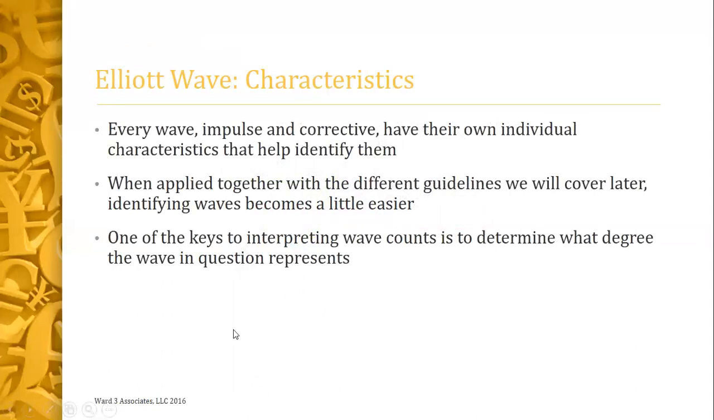All right. So here are some characteristics of the different waves. Every wave, impulse and corrective, has its own individual characteristics that help identify it. When applied together and with the different guidelines, which we'll cover in depth later, identifying waves can become a little bit easier. One of the keys to interpreting wave counts is to determine what degree the wave in question represents.